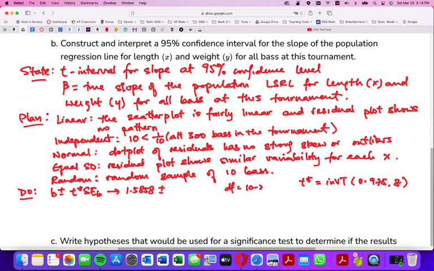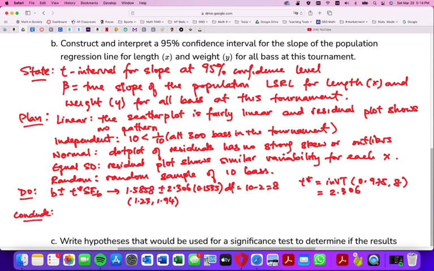So we need to write that down somewhere. Degrees of freedom is 10 minus 2, which is 8. Using the calculator, the t star comes up to 2.306. So we continue, putting in the t star, which is 2.306. From the computer output, the SEB is 0.1535. And when you work it out, the interval is 1.23 to 1.94.